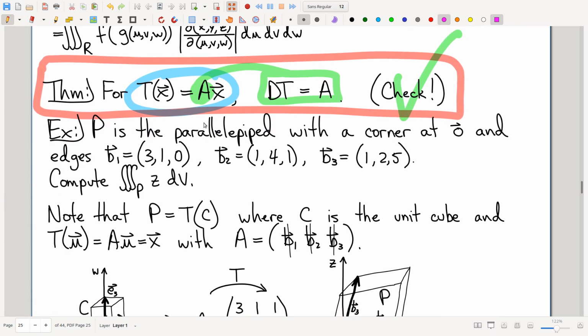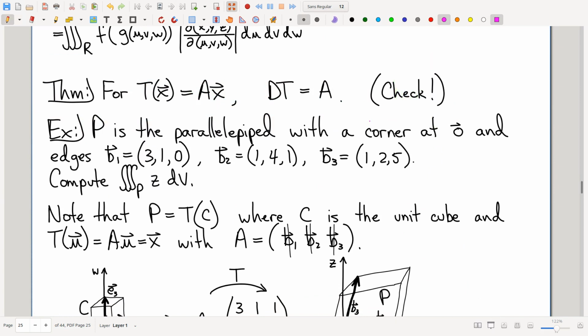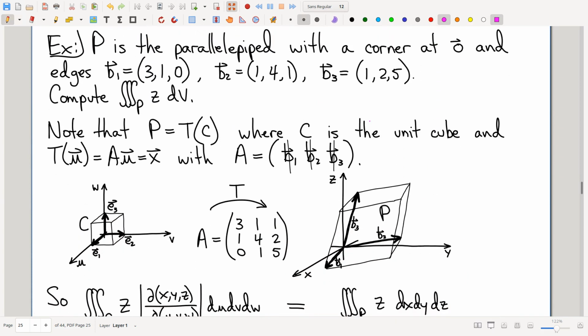Okay, so the example where I'm going to use this new theorem is, I think, a very powerful example of using change of variables. A three-dimensional example: we're going to consider a parallelepiped. Oh, whoopsie, I'm in highlighter mode. Okay, that's fine. So, this parallelepiped right here.